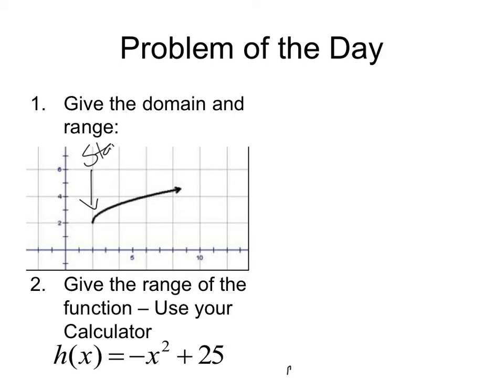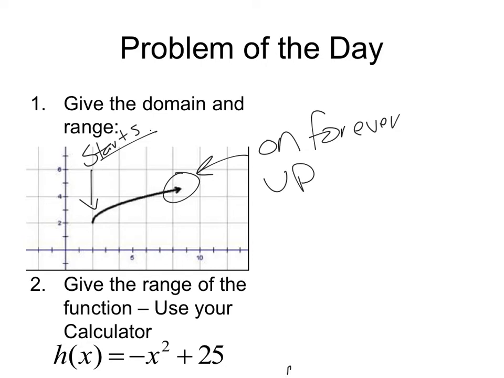And so it starts right here, and I see this arrowhead, and that tells me it goes on forever. And that's up and to the right. Okay, so that helps me identify. So I look at my starting point, right? And my starting point is right here, so my x value is 2.